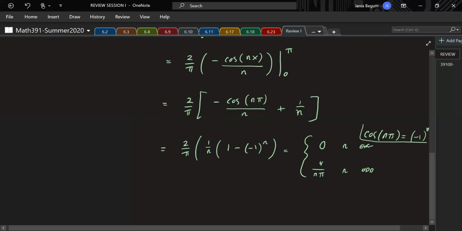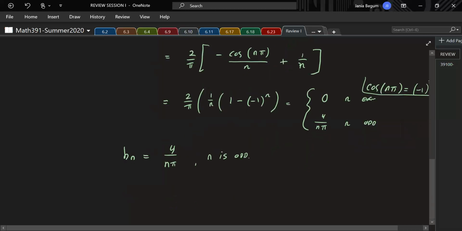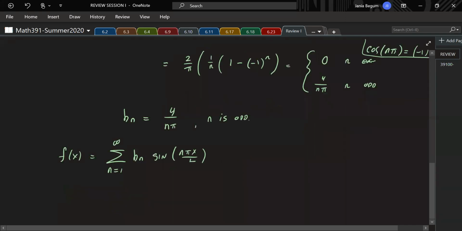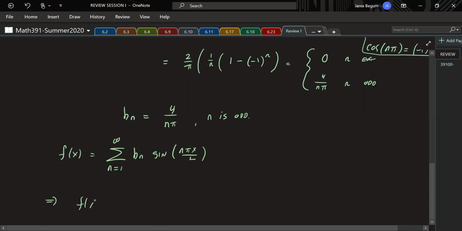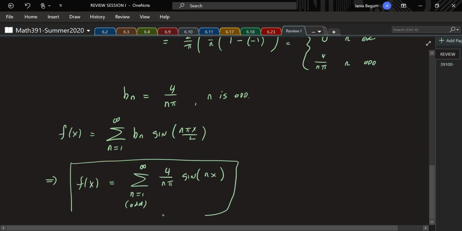Okay? So now we found bn to be 4 over n pi when n is odd. So now our Fourier sine series is going to be the sum starting at n equals 1 to infinity, bn sine of n pi x over L. Substituting our unknown variables, we have thus f of x is equal to the sum n equals 1 to infinity, but specifically n is odd, so you can write it like this, bn, which is 4 over n pi sine of nx, because L is pi, so that simplifies.